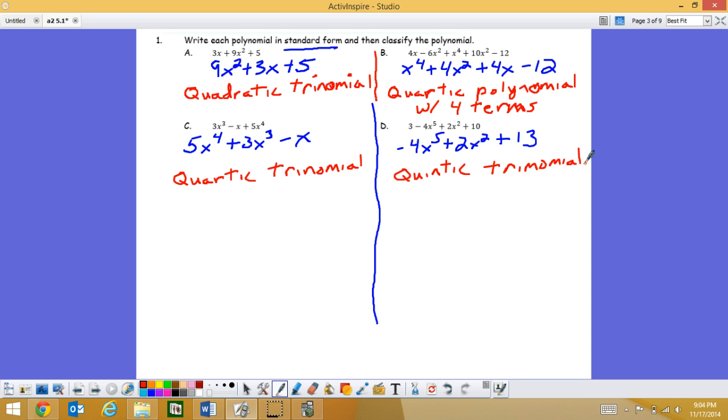And that is classifying polynomials. In the next one, we're going to look at end behavior of these polynomials.